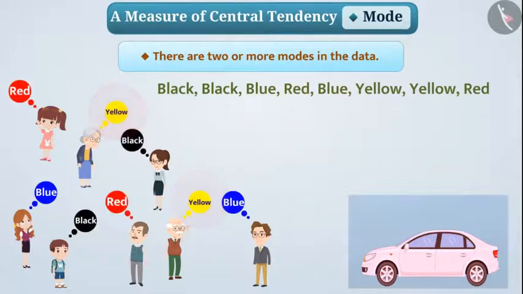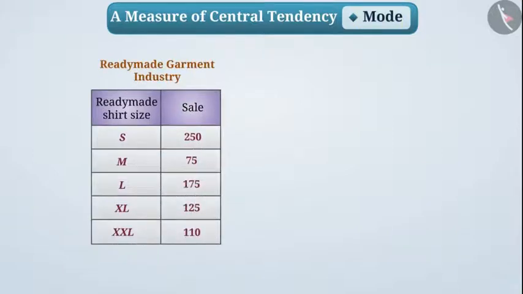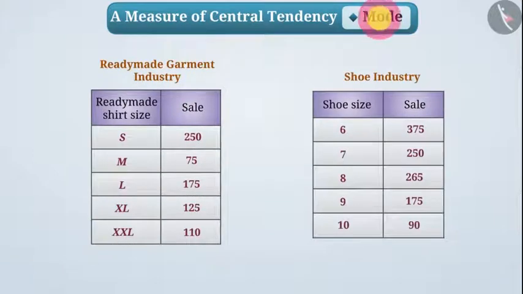Here each color is repeated twice, so choosing one color will not be easy. The mode is commonly used by the ready-made garment industry and shoe industry. Mode helps them to decide which size or measurement should be produced in greater numbers.